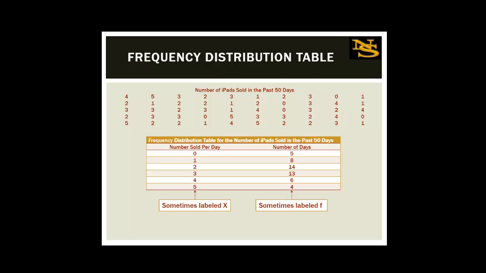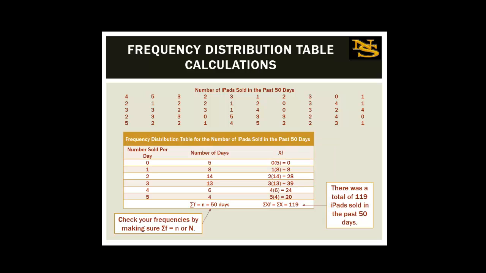So you just put a 5 in the column next to the 0. Looking at this table, we can see that out of all 50 days, we sold 0 iPads 5 of those days. And you just do the same thing all the way down. There are 8 days where we sold 1 iPad, 14 days in this data set where we sold 2 iPads, 13 days where 3 iPads were sold, 6 days where 4 iPads were sold, and 4 days where 5 iPads were sold.